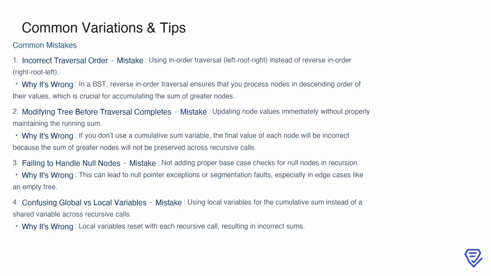Another common issue is modifying node values before the traversal completes. Without maintaining a cumulative sum variable, the updates can lead to incorrect results since the running total isn't preserved properly across recursive calls.